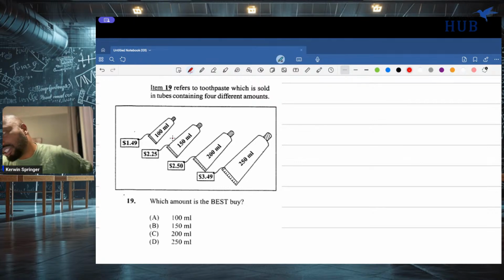So you can do two things. You can find which is the best for 1 milliliter, or you can find which is the best for $1. There was a shortcut that I used a couple of years ago. Let me see if I can remember it to help figure out this question fast. By annoying, I mean it's a question that you have to do some calculations for.